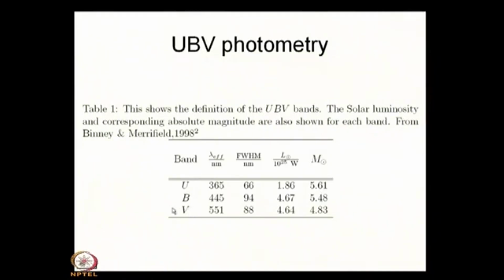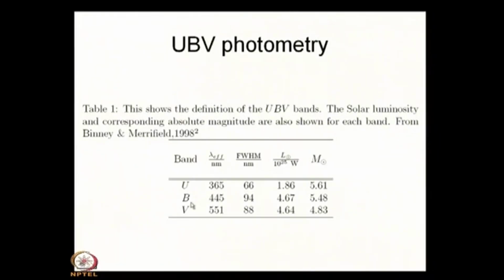So there are three filters, one corresponding to U, one corresponding to B, one corresponding to V. So when you do any optical observation, if you are using this UBV photometry scheme, when you look at an astronomical source, you measure the flux of light through each of these three filters separately, and you convert them into the apparent magnitude. Okay, and this U filter allows light centered at 365 nanometers to pass through, and it has a full width at half maxima of 66 nanometers.